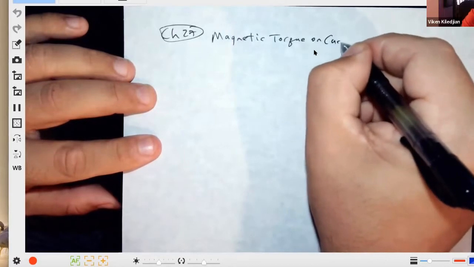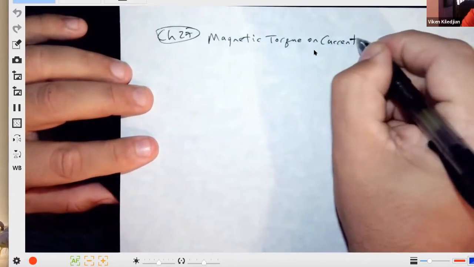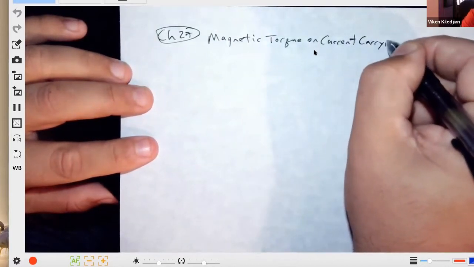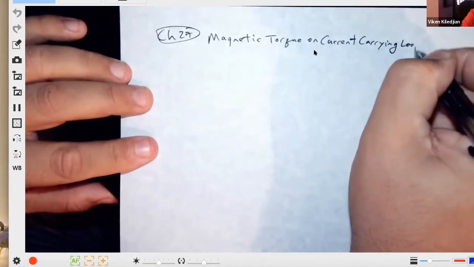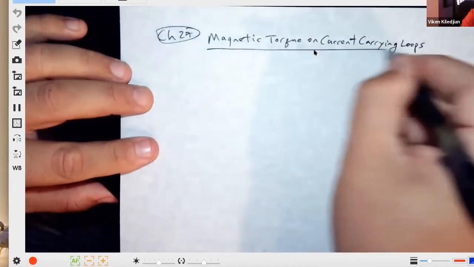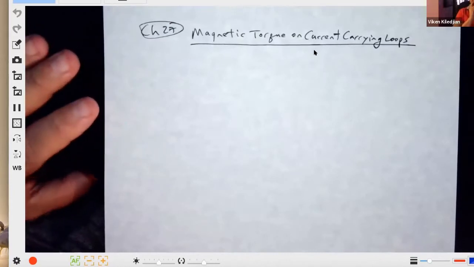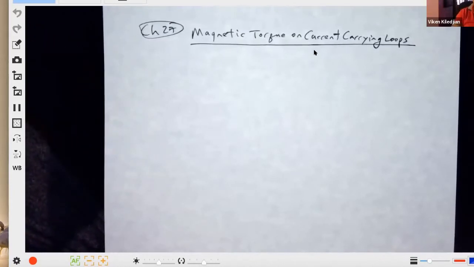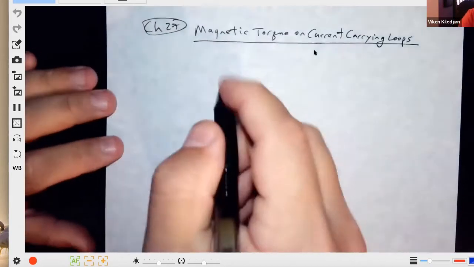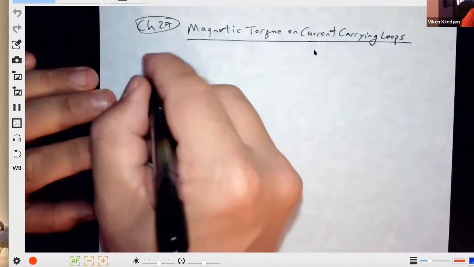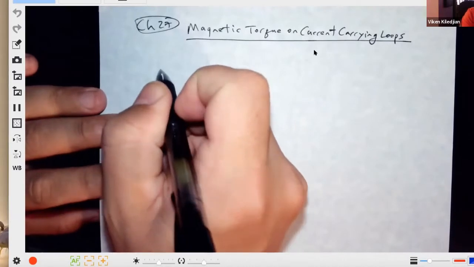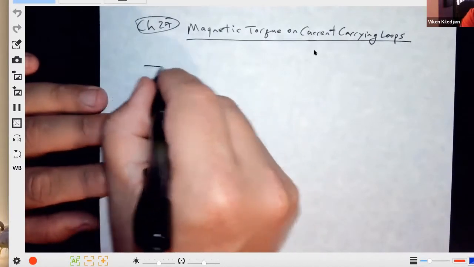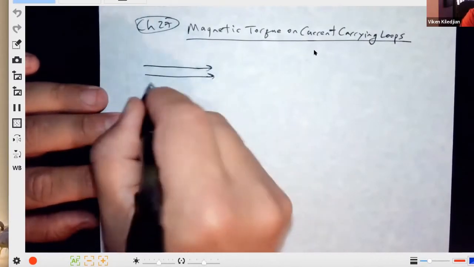Current carrying loops. So this is going to be kind of similar to electric torque on dipole moments. So we're going to kind of relate it to that. So let's say there is a magnetic field like this.